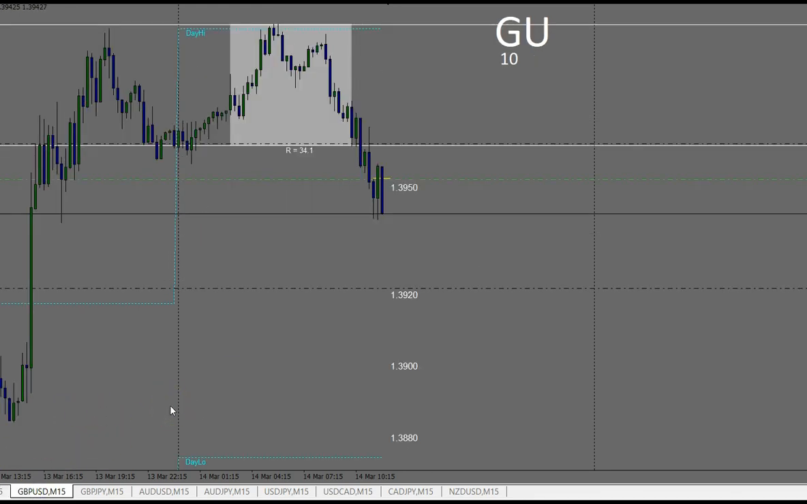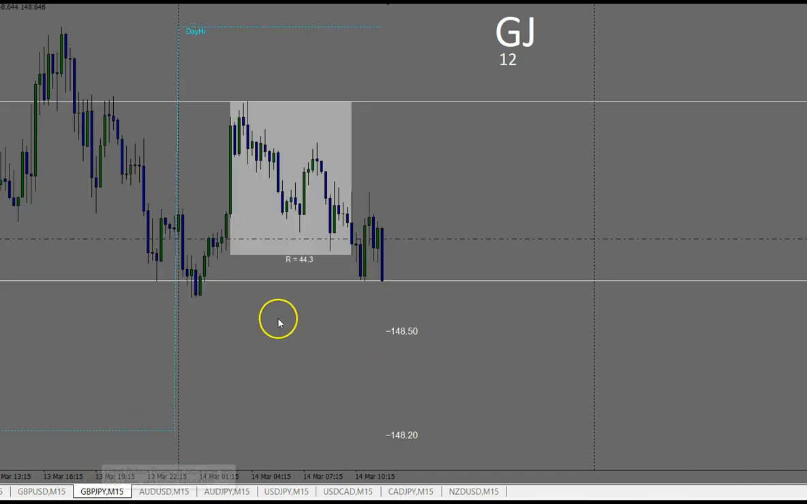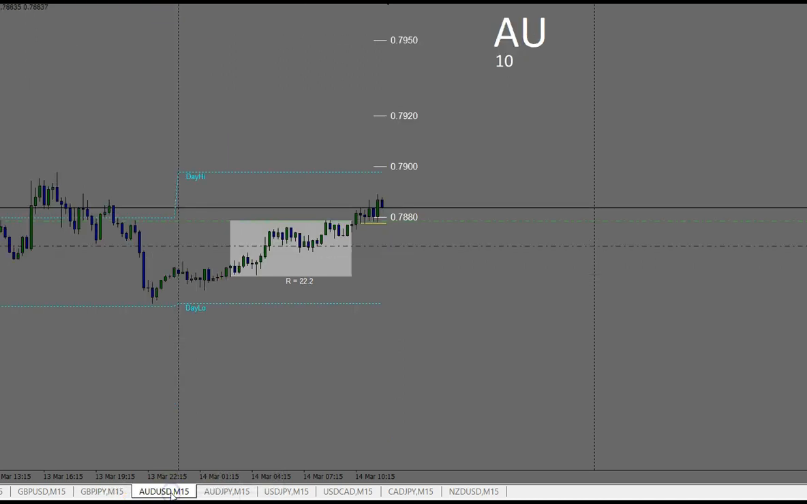Pound US dollar, took this, hit our entry criteria up here, and this is moving down nice now. Looks like there's a strong move in the pound. And the pound Japanese yen, I've just taken that, that's just hit and taken my order, so I'm in the GJ too, looking for further downside movement.